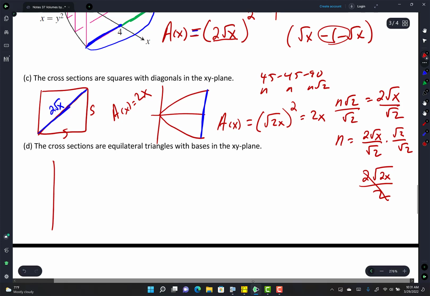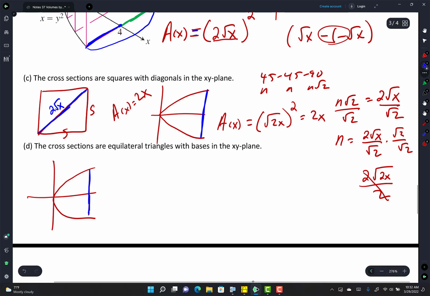So here we go. Here is the XY plane. And this cross section right here, let me color code it. This line right here in blue is this line right here in blue. And it's an equilateral triangle, so all three sides are the same.